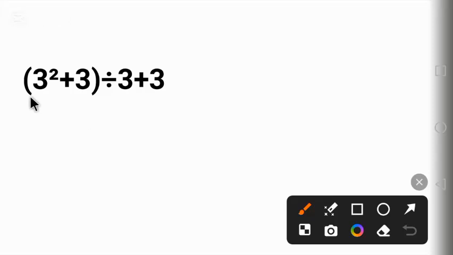Today we are solving 3 squared plus 3 in parentheses divide by 3 plus 3. So looking at this question, it is easy for students to think that the sum of this and the sum of this should be divided.